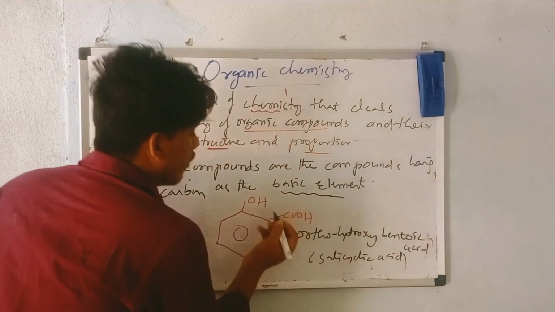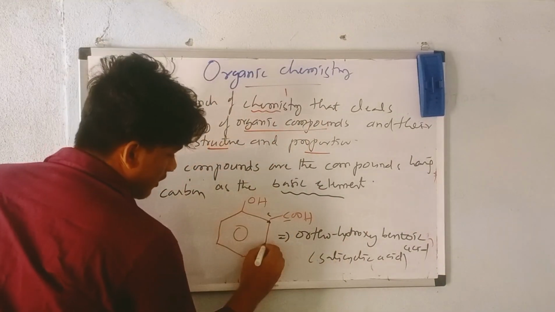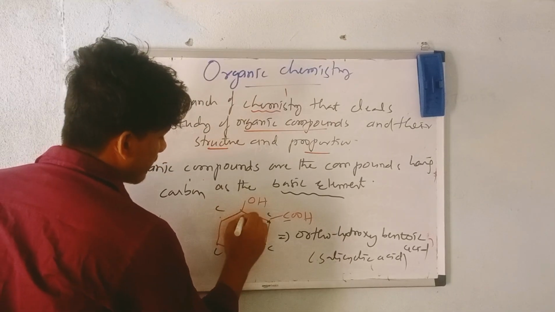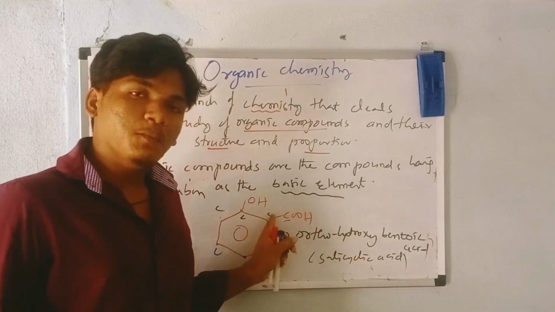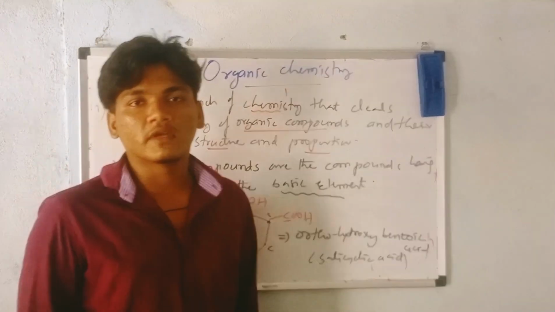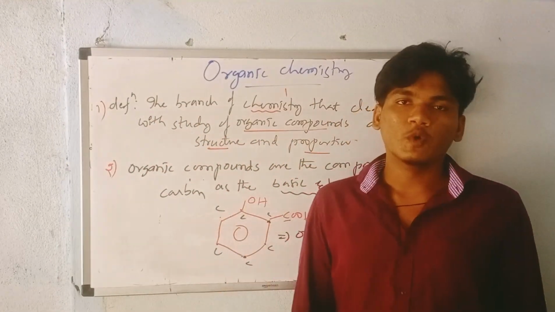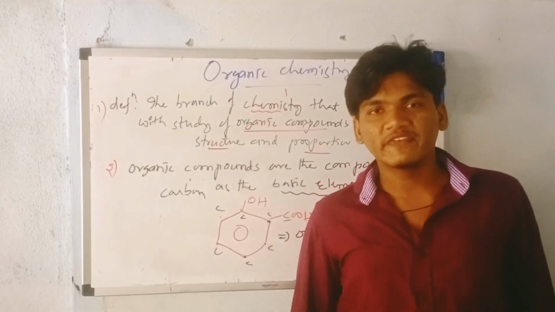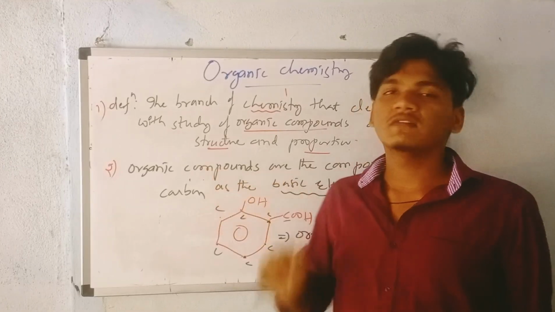If you see here, you can find carbon here, right? One carbon exists here, one carbon here, and here also carbon. So here carbon is the basic element. In this compound, carbon acts as the basic element. Then we can conclude that this compound is an organic compound. So I hope you are clear on the definition: organic compounds are the compounds in which carbon is the basic element.